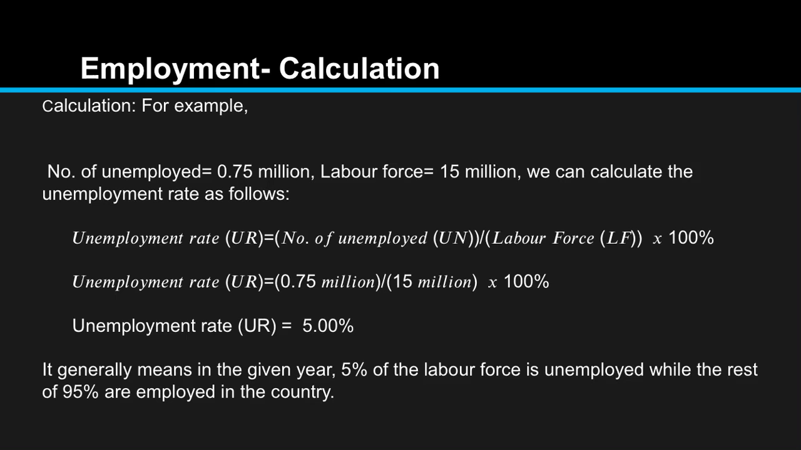If the unemployment rate is 5%, the employment rate is 95%. How we get 95% is just by subtracting 5% from 100%. So 100% minus 5%, you will get the balance of the employment rate.